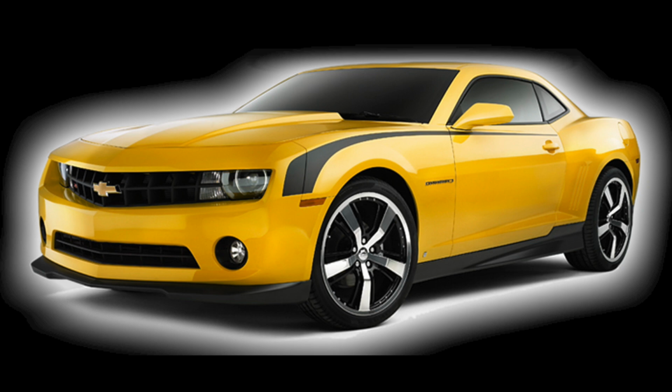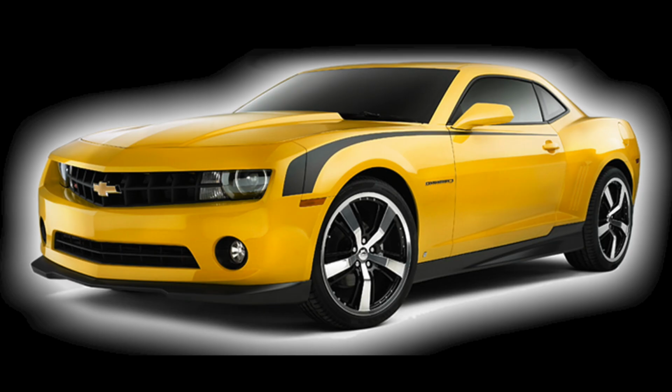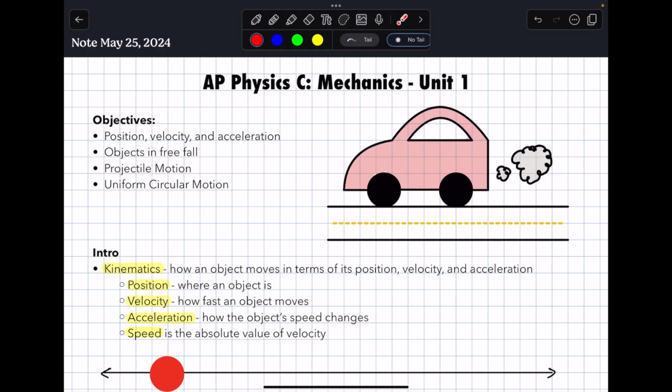So, what do you think the speed of this car is? No, I don't mean speed in this car, although that is a pretty scary thing to think about. I mean the speed of the car itself. Now, that's one of the many things we're going to be talking about in today's video about AP Physics C Mechanics, specifically Unit 1, where we're going to be talking about kinematics.